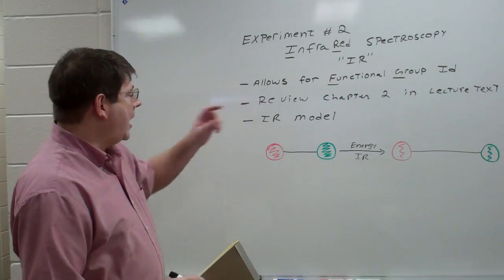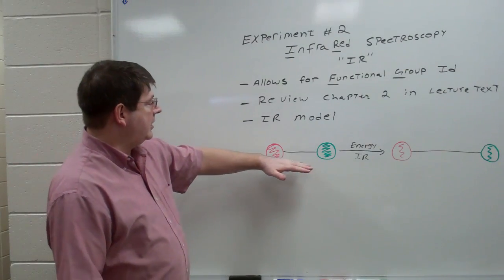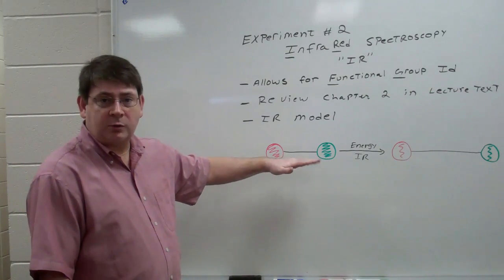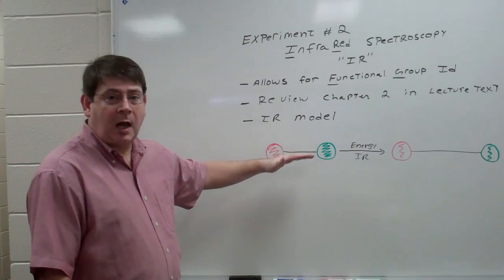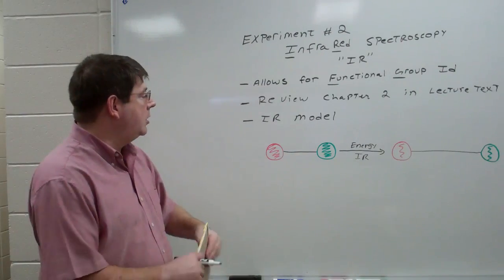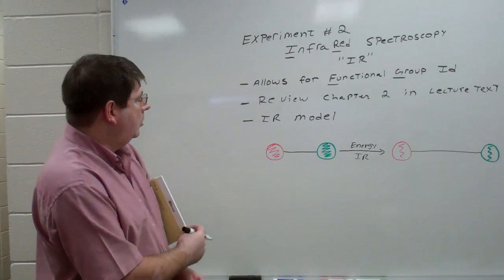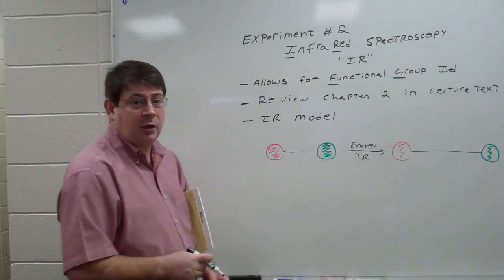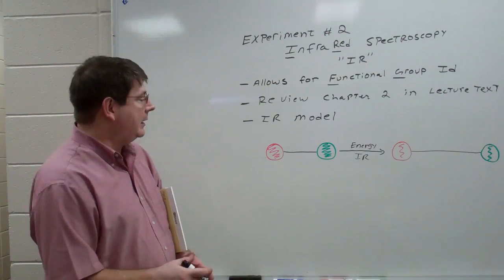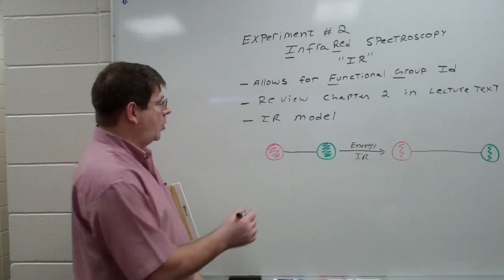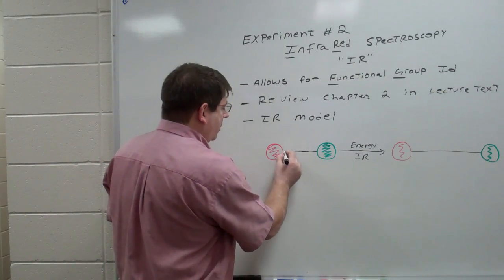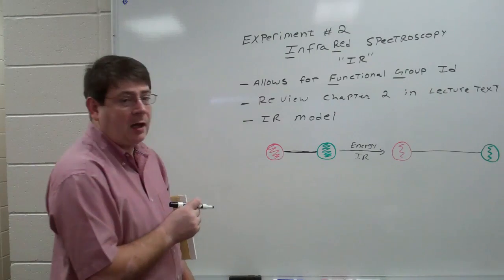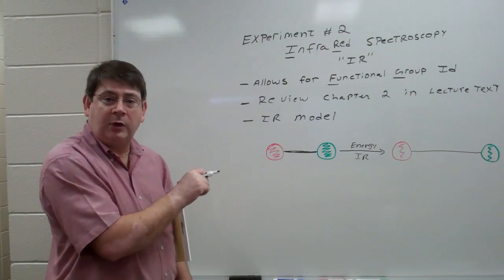So let's look at an IR model, and what I've got drawn here is an example of a diatomic molecule. Of course, most organic molecules are more complicated than this, but this shows what's going on. Typically, when we look at a molecule, we draw two different atoms. In this case, I'm using a red atom and a green atom. They can be anything, but they are different, and they're joined, of course, by sharing two electrons in this black bond. Now, this model is not realistic.